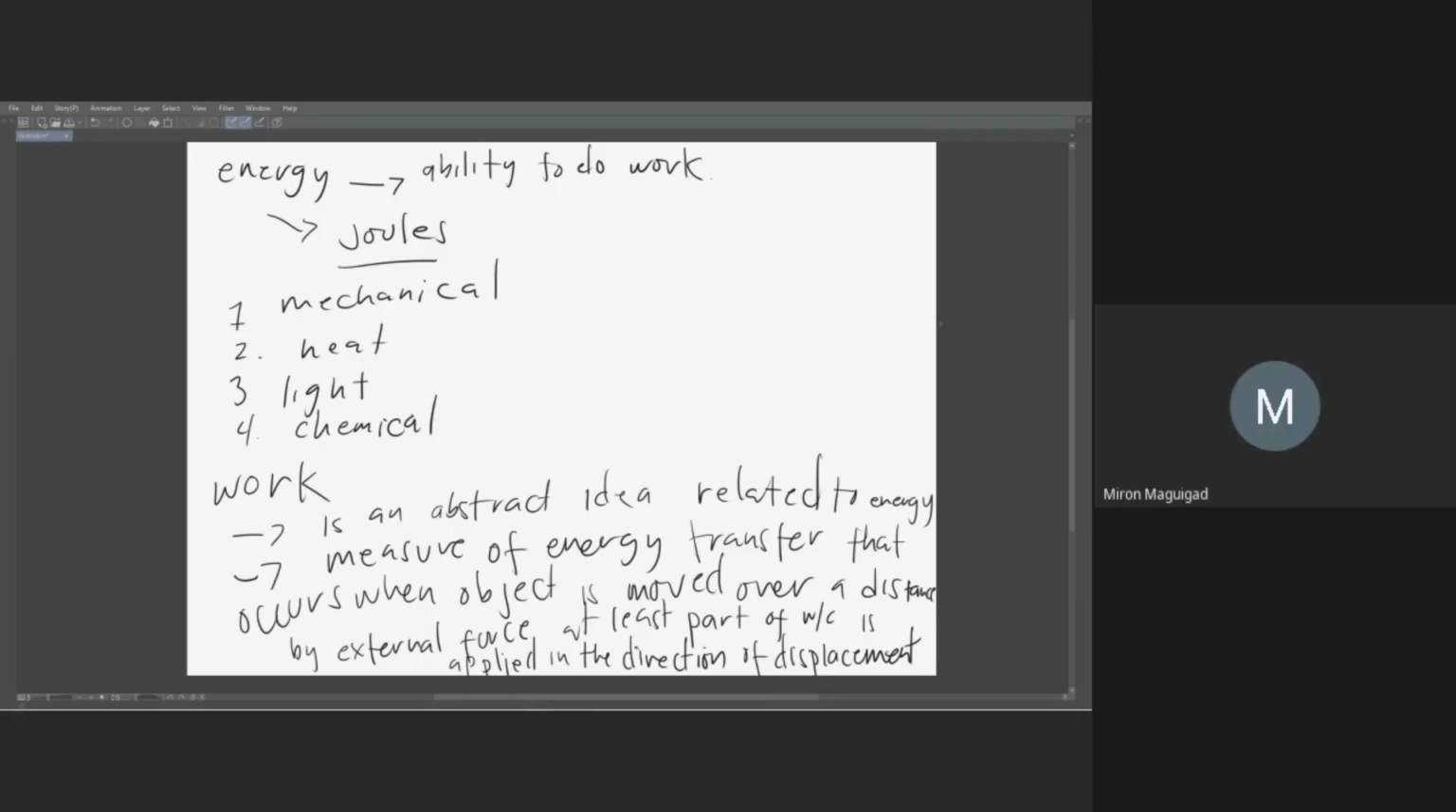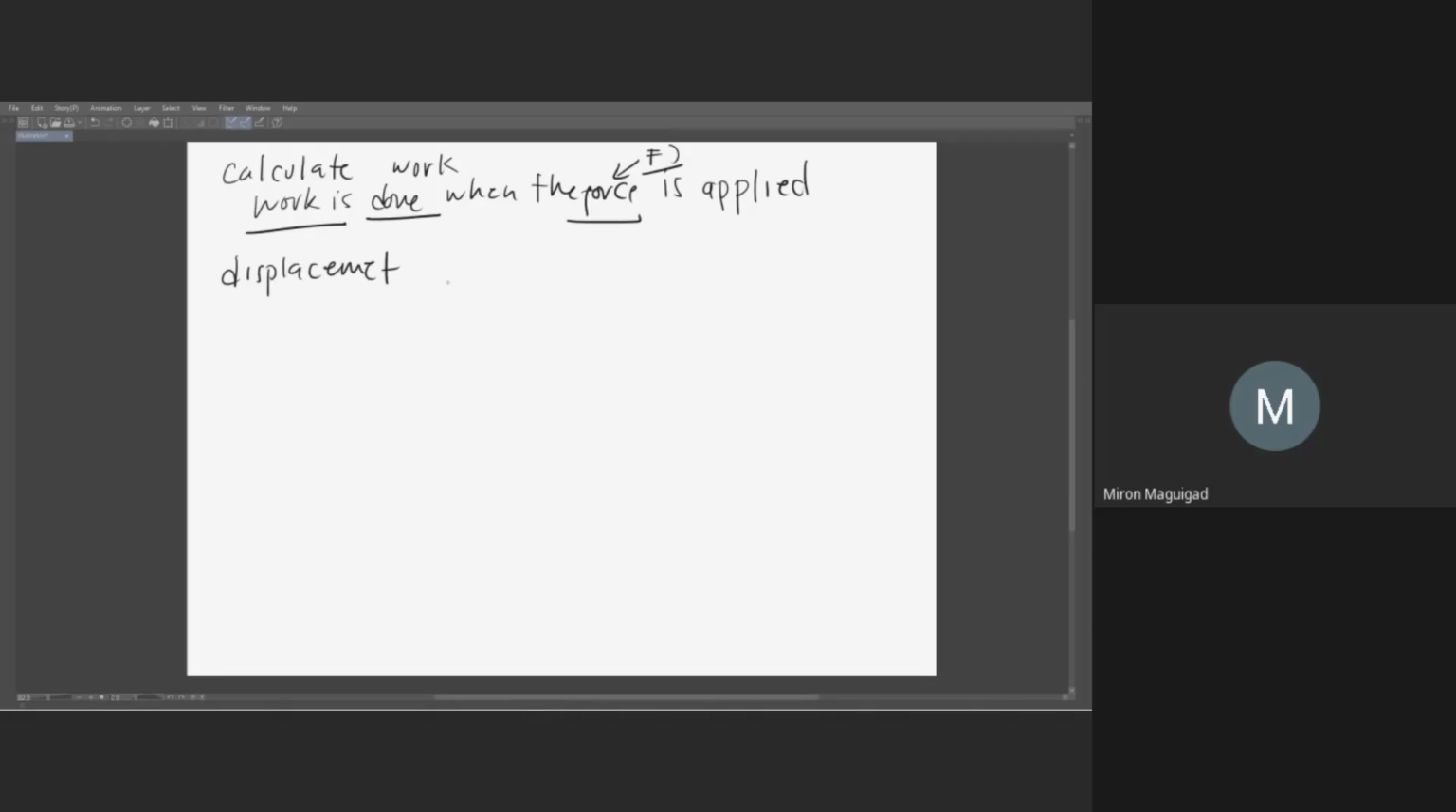Okay. Saglit. Okay, buburahin ko na po ito. Narinig po ba ako? So how do we calculate work? Work is done when the force F is applied to the object. It causes the object to move, to have a displacement. When we say displacement, this is the distance traveled by an object when it is moved from one place to another in the same direction as the force applied. The symbol we use for displacement is D.